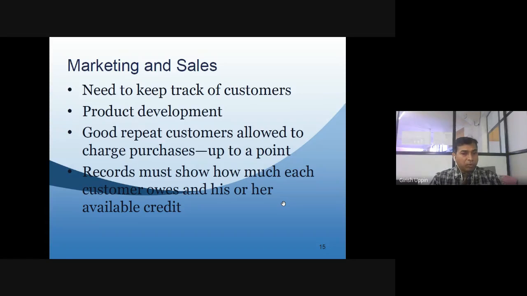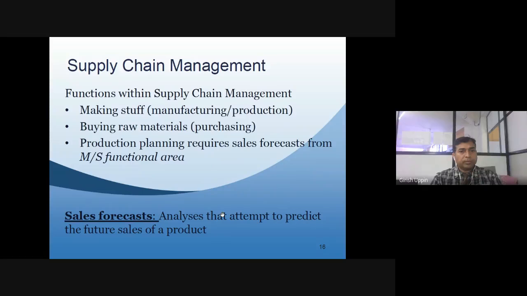Record must show how much each customer owes and his or her available credit. So if a particular organization is giving credit to the customers, the record should show how much they owe to the organization, and how much credit is available in their particular accounts. That record should be maintained.